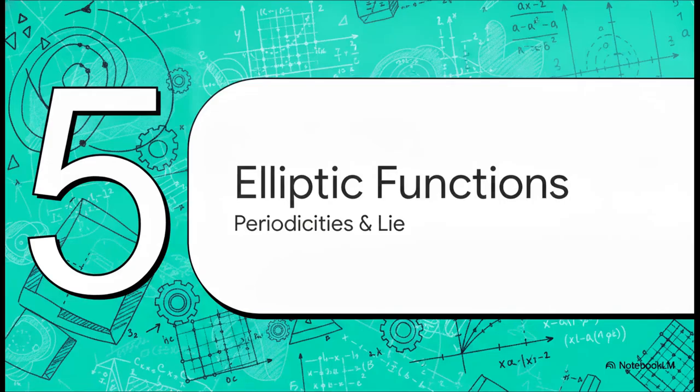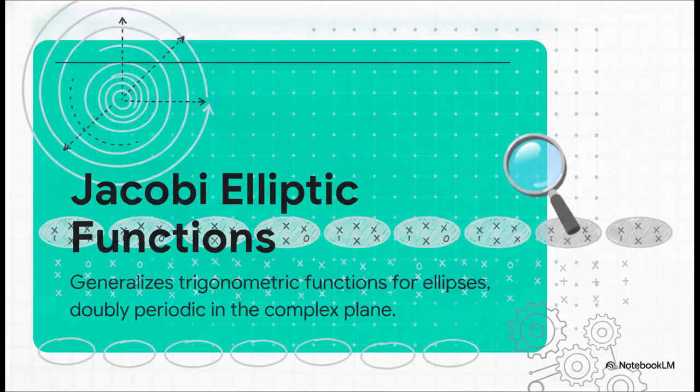Section 5. Elliptic functions and identities, periodicities and Lie algebras. Let's transition over to complex analysis. You know how standard trigonometry uses circles to calculate periodic movement? Well, Jacobi expanded this into entirely new dimensions. He mapped these standard rules onto ellipses, creating patterns so complex they repeat in multiple dimensions at once. They become doubly periodic in the complex plane.